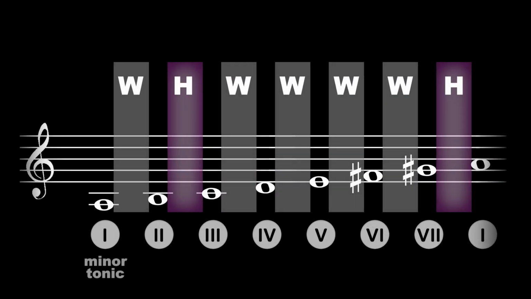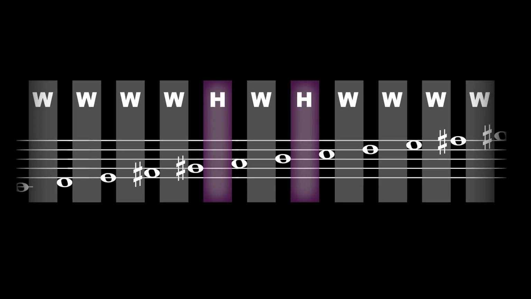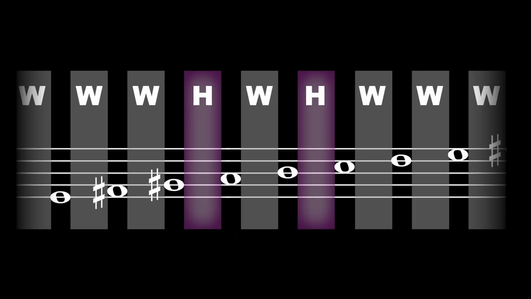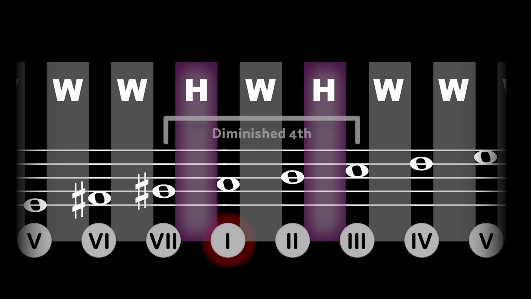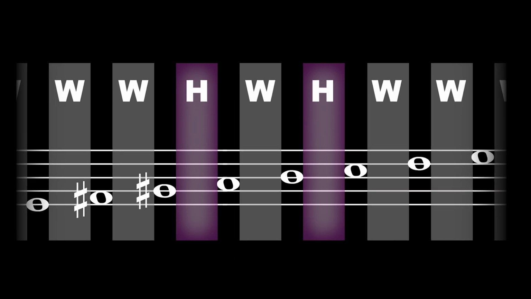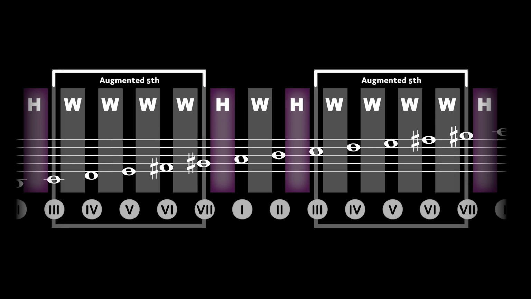These are the intervals of the melodic minor scale. Can we find any symmetry here? Right here, where those 2 half steps are, the diminished fourth in the middle. The augmented fifths on either side of it.